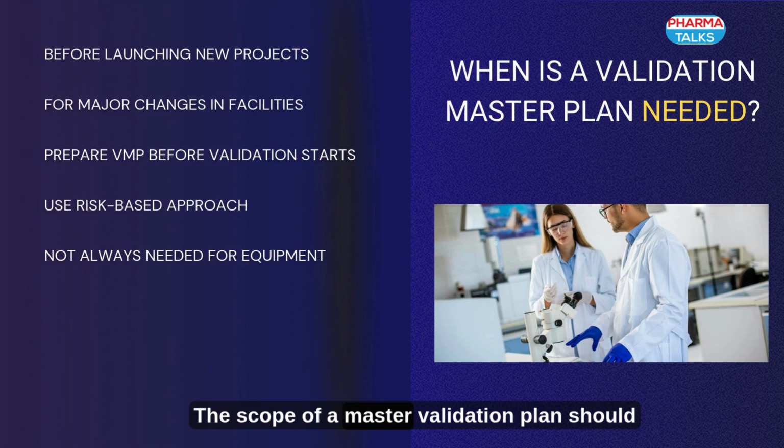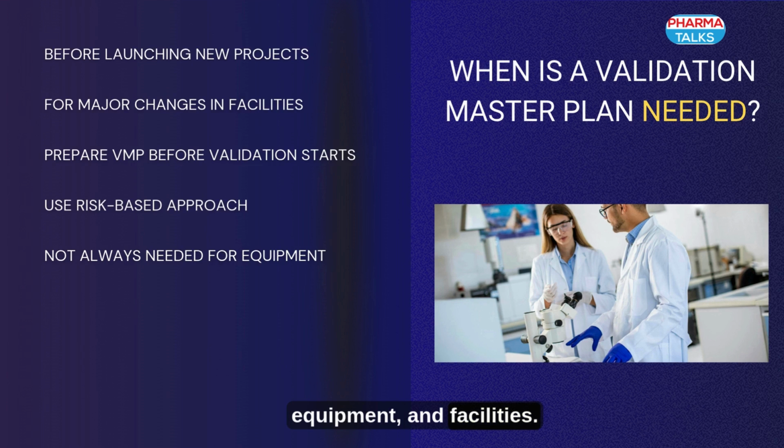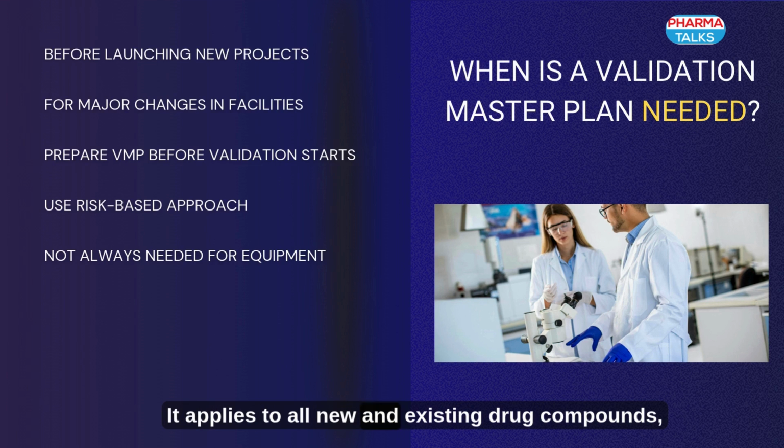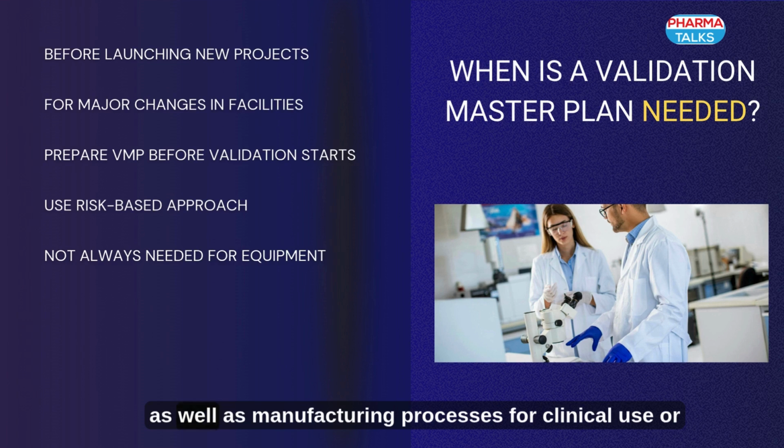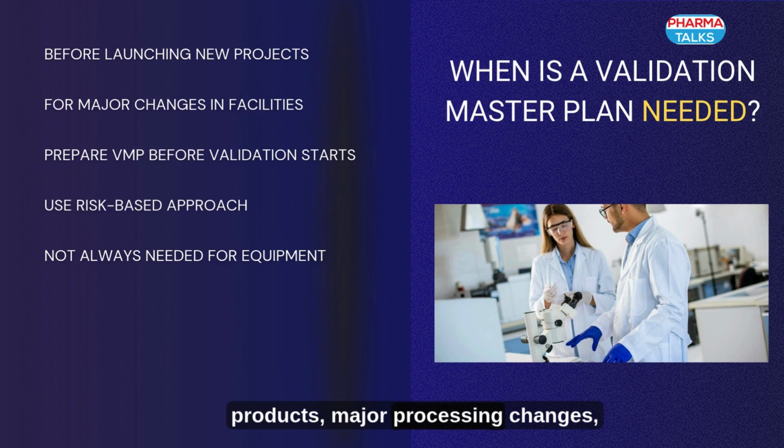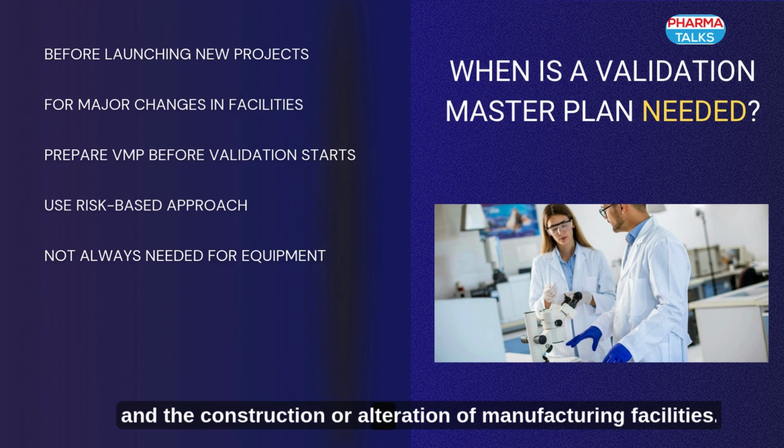The scope of a master validation plan should cover all elements that impact product quality, including systems, processes, equipment, and facilities. It applies to all new and existing drug compounds, as well as manufacturing processes for clinical use or sale. The plan should also include validation activities related to the receipt and establishment of new drug products, major processing changes, and the construction or alteration of manufacturing facilities.